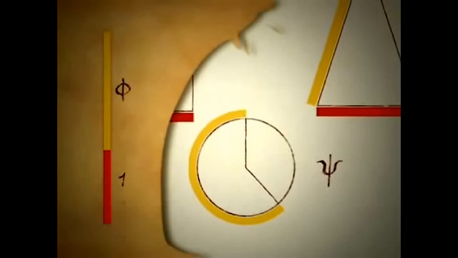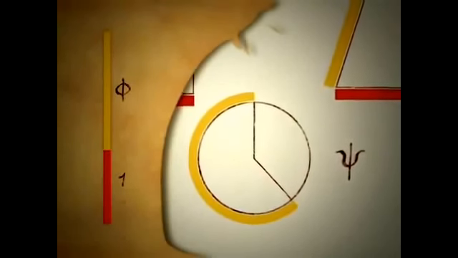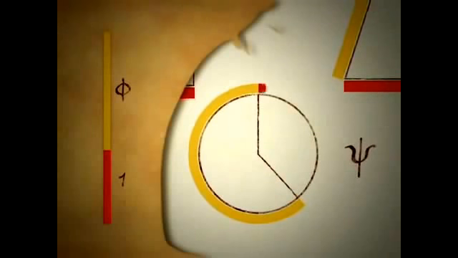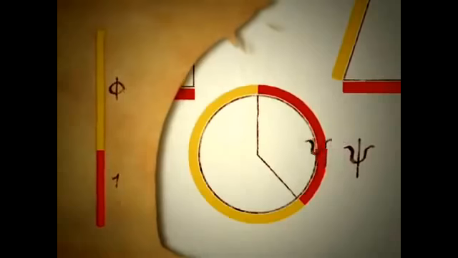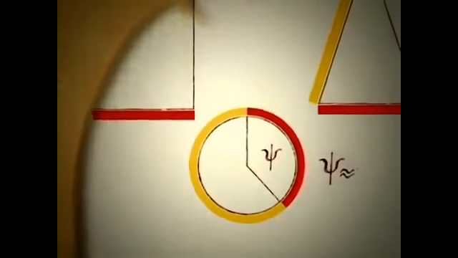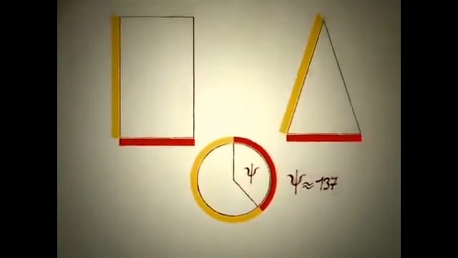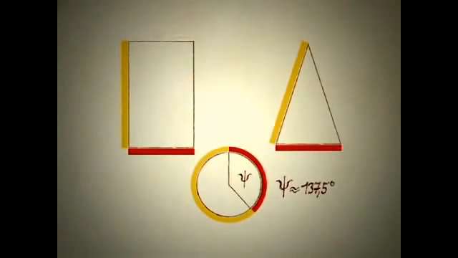As angles smaller than 180 degrees prove to be more handy in practice, the smaller of the resultant angles is usually called the golden angle, psi. It is approximately 137.5 degrees.